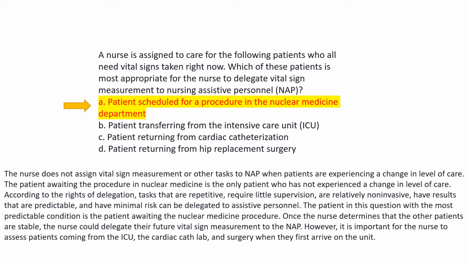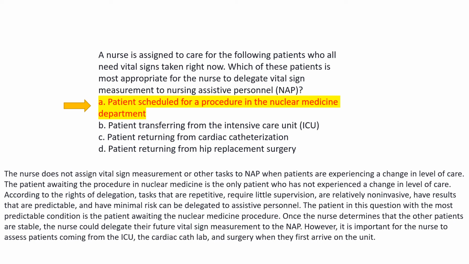Answer A. Patient scheduled for a procedure in the nuclear medicine department. The nurse does not assign vital sign measurement or other tasks to NAP when patients are experiencing a change in level of care. The patient awaiting the procedure in nuclear medicine is the only patient who has not experienced a change in level of care. According to the rights of delegation, tasks that are repetitive, require little supervision, are relatively non-invasive, have results that are predictable, and have minimal risk can be delegated to assistive personnel. The patient in this question with the most predictable condition is the patient awaiting the nuclear medicine procedure.